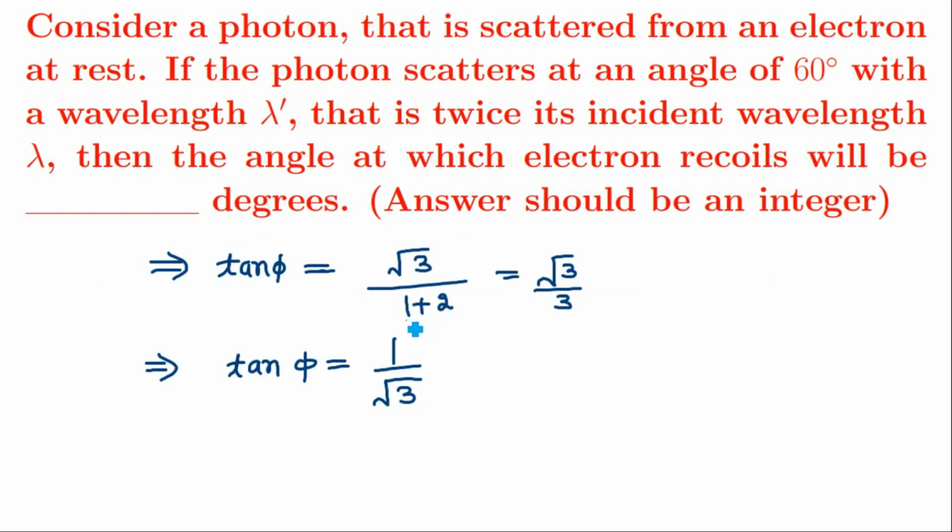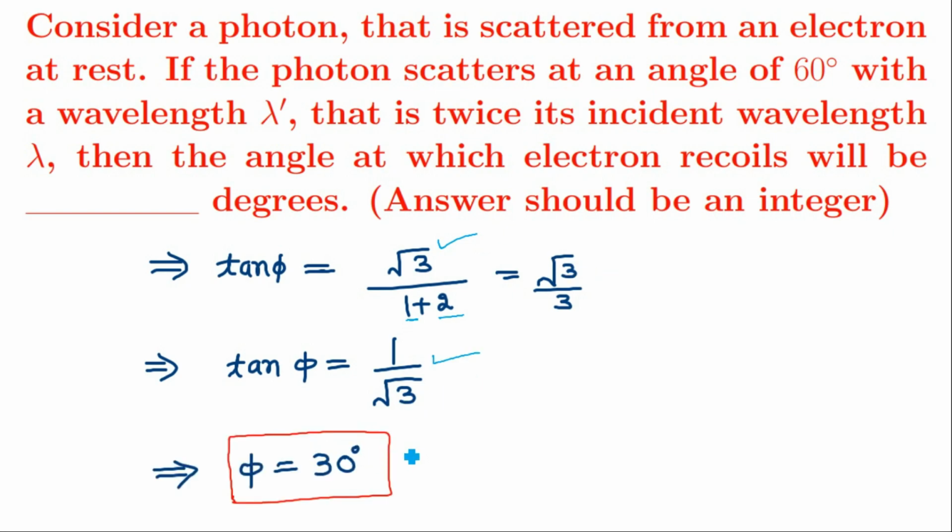which eventually becomes 1 plus 2, and cot 30 is nothing but root 3, which gives us the angle of recoil of the electron to be 30 degrees. So in this blank we have to fill 30 degrees, which is the correct answer.